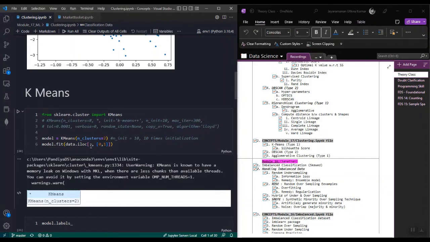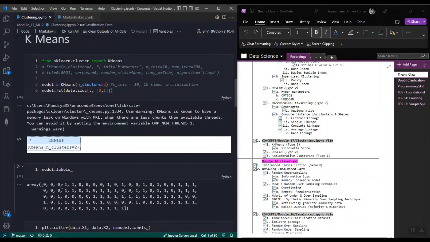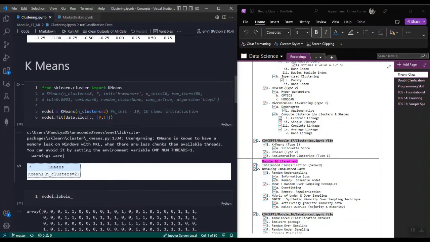Okay, so once we put the number of clusters, we want two clusters, 0 and 1. Then we fit the model here, just two rows, 0 and 1. When we fit the model and take the labels here for the two columns, this is the answer. So this is basically the binary way of doing it.